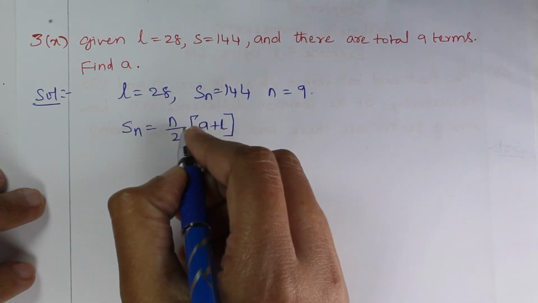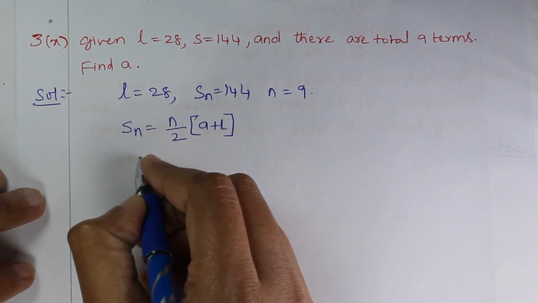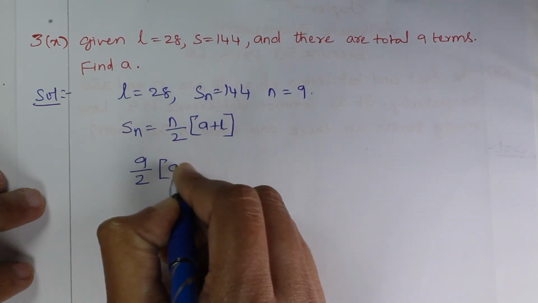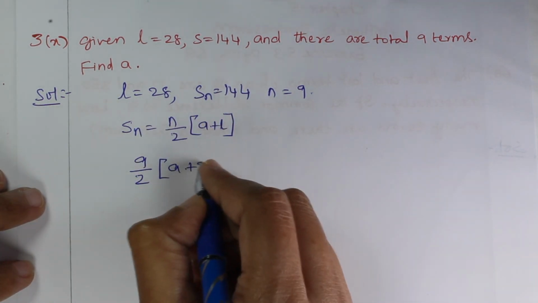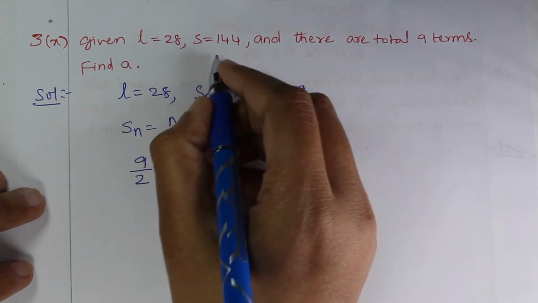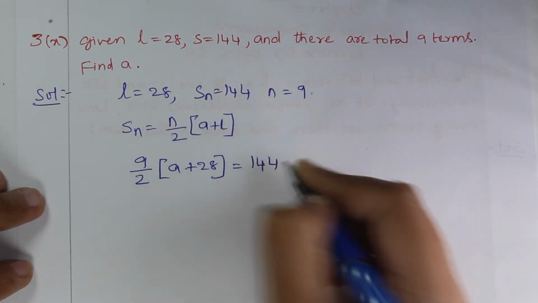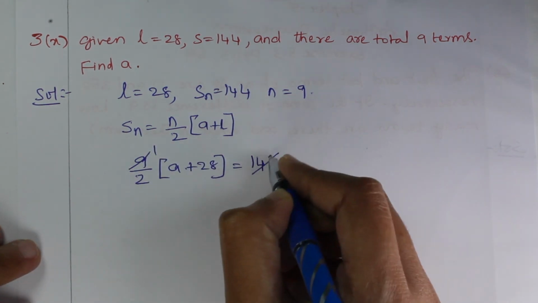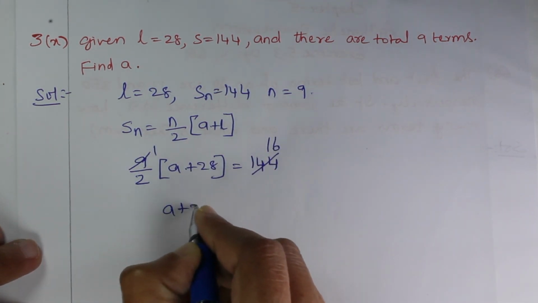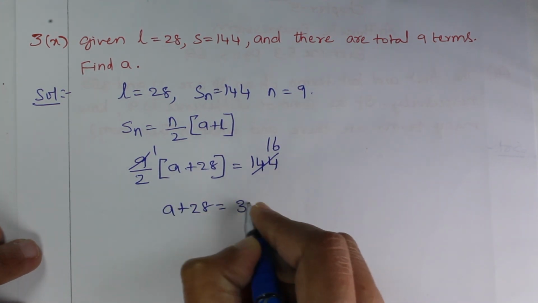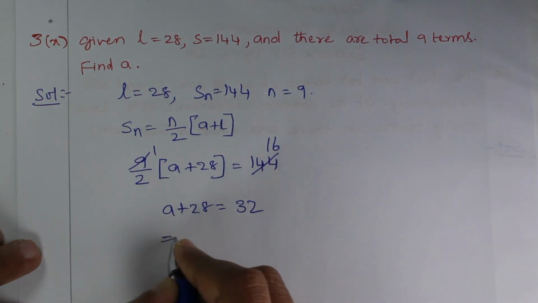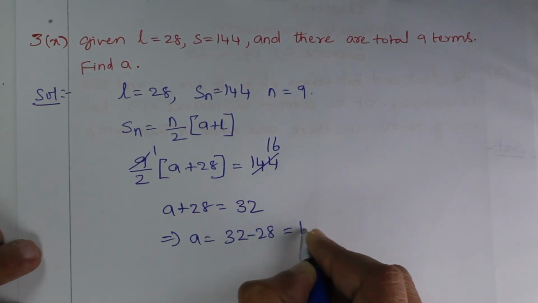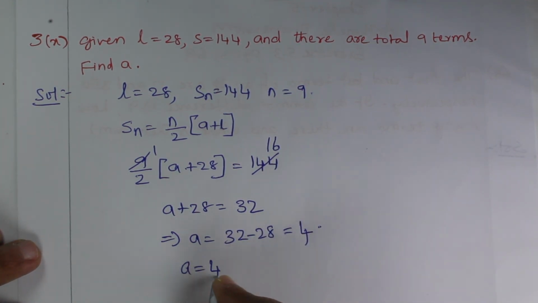So what is the value of n? n is 9. 9 by 2 into a plus last term, 28, is equal to Sn, which is 144. So a plus 28 is equal to 144 times 2 by 9, which is 16 times 2, that is 32. That implies a is equal to 32 minus 28. That is equal to 4. So the value of a is 4.